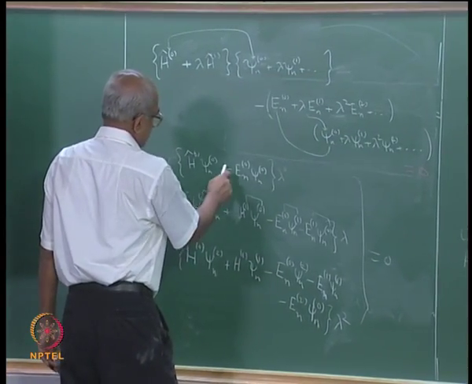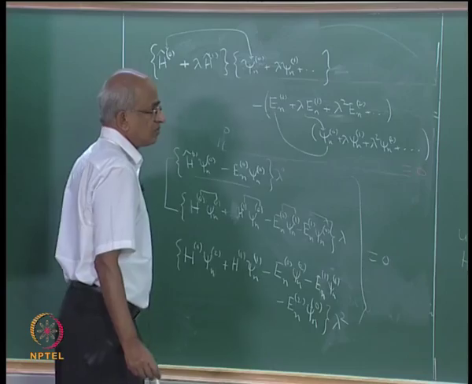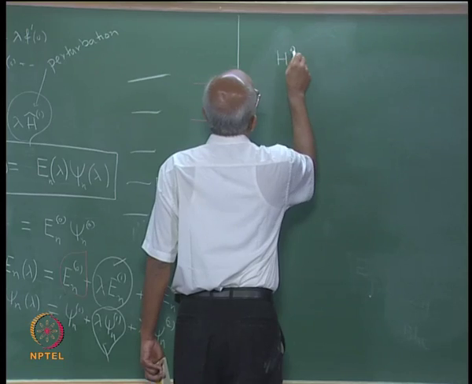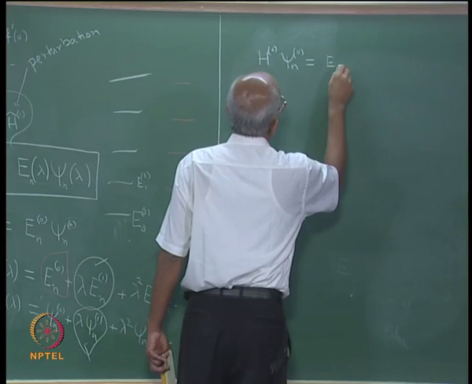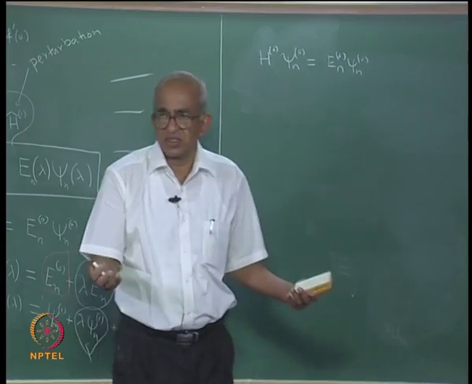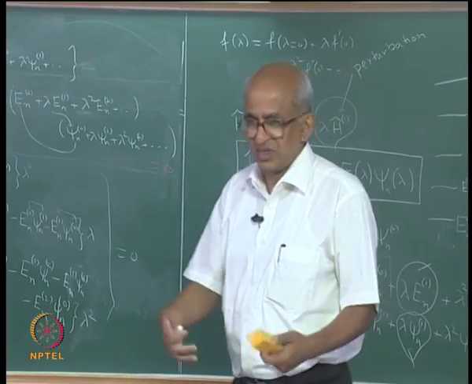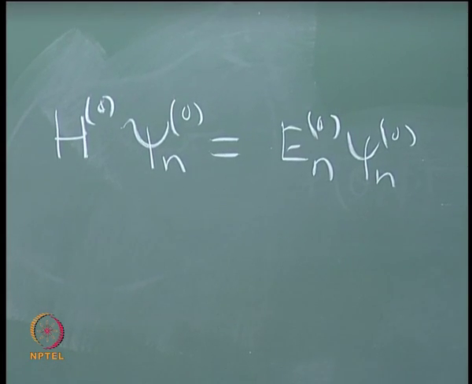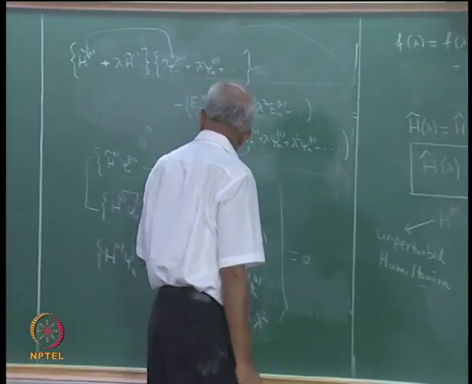It tells me that this must be equal to 0, that is the first thing. So, what is that equation? The equation says that H0 psi n 0 must be equal to E n 0 psi n 0, but this we already know. This equation is satisfied, because this is just the unperturbed Schrodinger equation corresponding to the unperturbed Hamiltonian. So, nothing new, this we already know. Well, if you look at the second equation, what is the second equation? It is the coefficient of lambda.